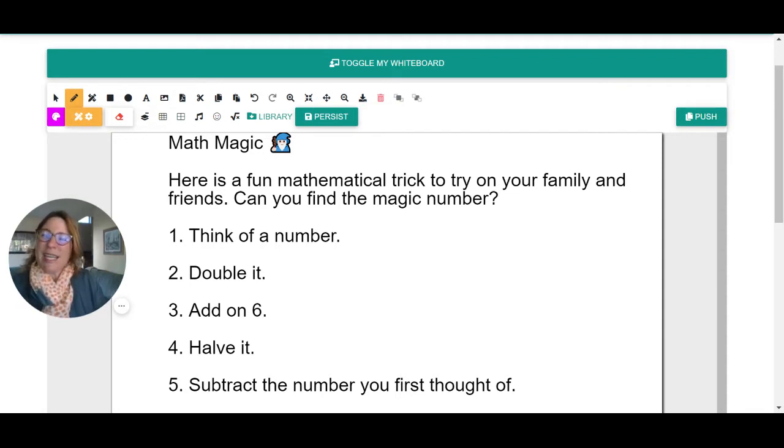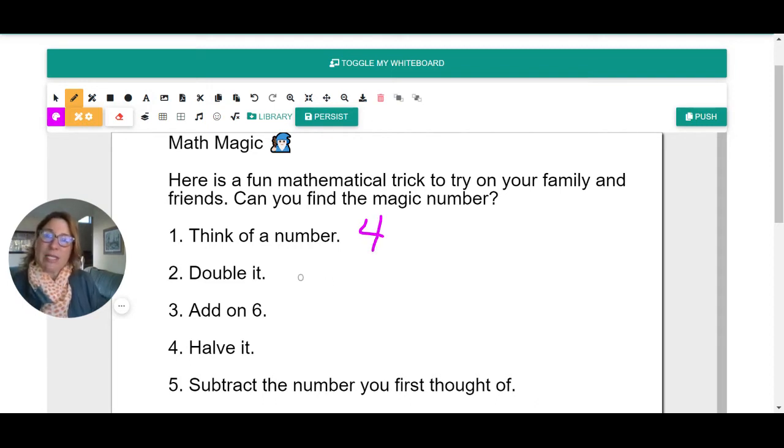First, we're going to think of a number. Let's start with a number that's less than 10. I'm going to choose the number 4. You can either work on the number 4 with me or choose your own number that's less than 10. There's my first number, 4.